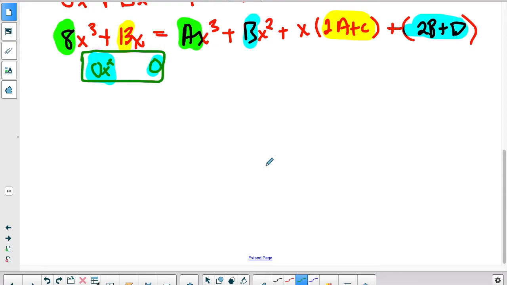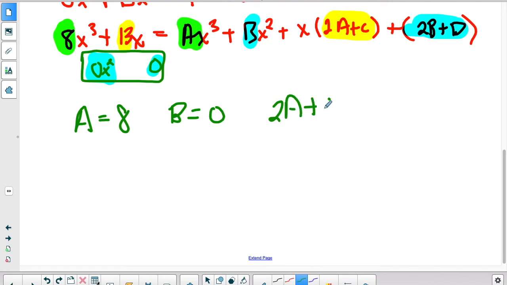Some of them, yes, some of them, no. Because let's look at this. What we had said was a is equal to 8. A and 8 match up. Bx squared, so b matched up with 0. So that's great. Now, the next one, it said that 2a plus c was equal to 13. And 2b plus d was equal to 0.